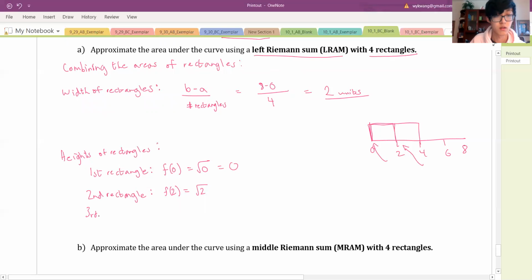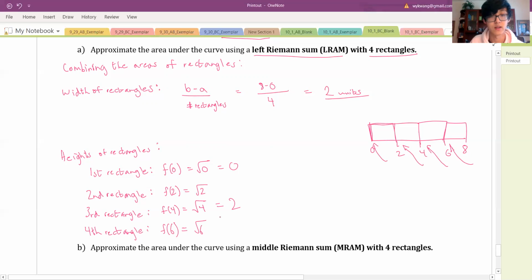Our third rectangle, since we're doing a left Riemann sum again, uses the left endpoint, so f of 4 is equal to square root of 4, which is 2. Our fourth rectangle, our final rectangle, because we're told we have 4 rectangles, is going to use the interval from 6 to 8. We're going to use the left endpoint, which is 6, so f of 6 is equal to square root of 6. Sorry, these are our heights.